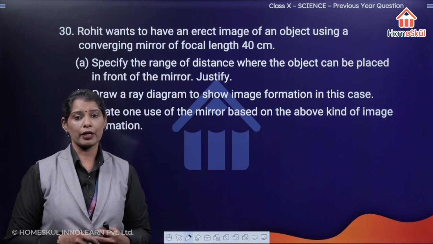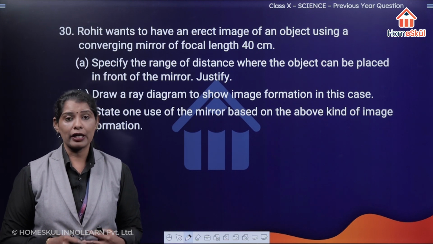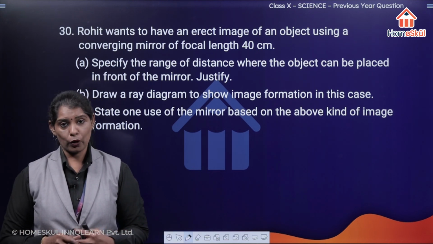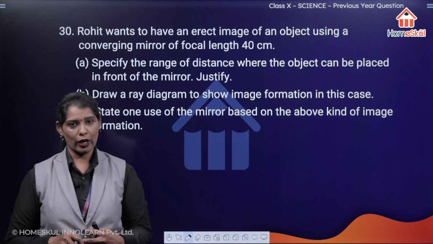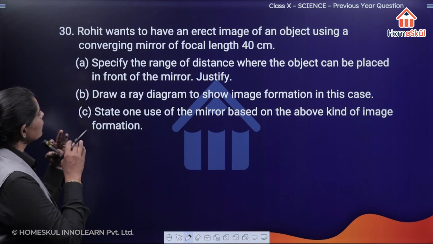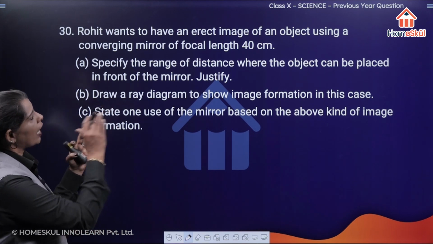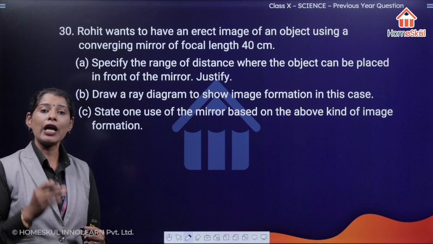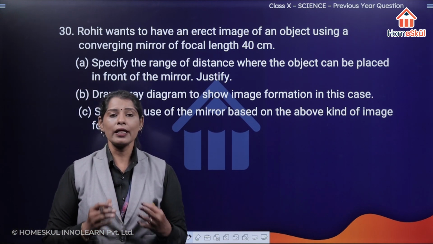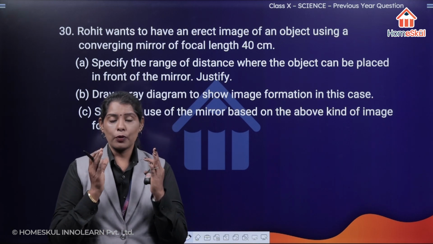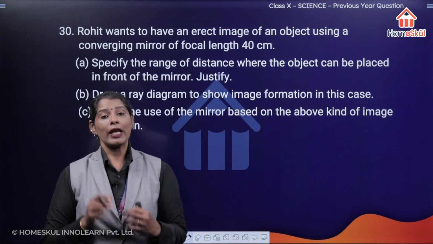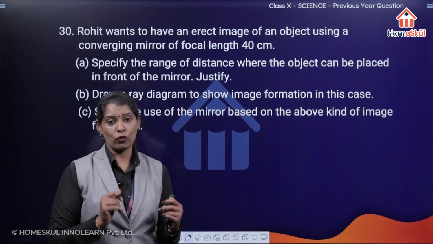Now, what's a converging mirror? Yes, it is a concave mirror where all the rays of light after passing parallel will meet at a point that is called the focus. It converges at a point. That is why we call it a converging mirror. Okay, so Rohit wants to have an erect image. Now, we have already learned the ray diagrams with the concave mirror, right? So, in that there is only one position of the object wherein we will be getting an erect image. And where was that? It was between the pole and the focus, right?